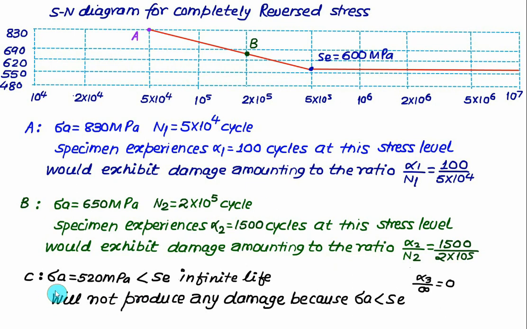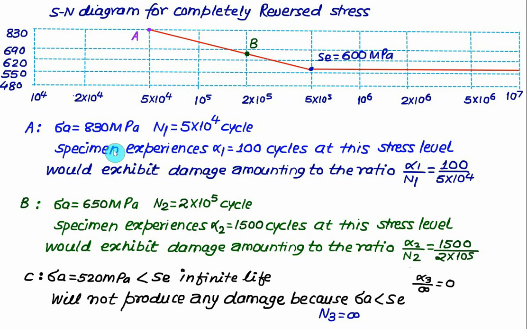So if you are operating a specimen at an alternating stress which is less than the endurance strength, then the part will not produce any type of damage because the alternating stress is less than the endurance strength. In that case, the ratio alpha 3 divided by n will be equal to infinity. So in this case, the life will be equal to infinity, and therefore alpha 3 by n3, that is alpha 3 by infinity, is equal to 0. So these are the situations where we are given the value of amplitude stress and the corresponding value of alpha. Using the Basquin equation we can calculate n1.